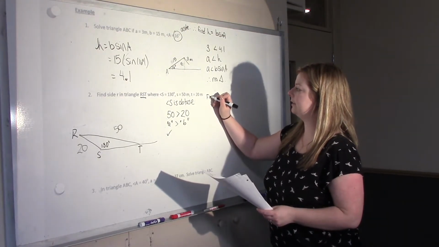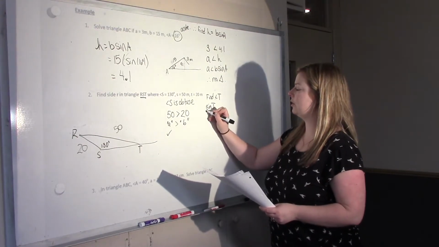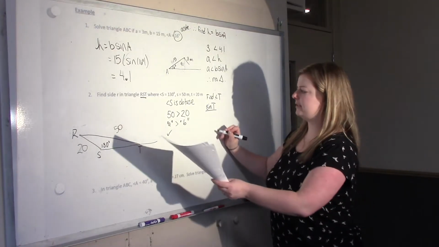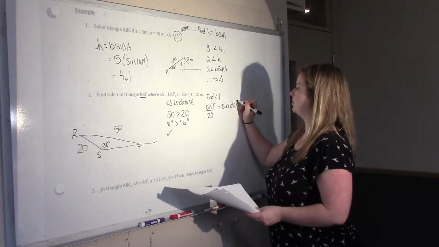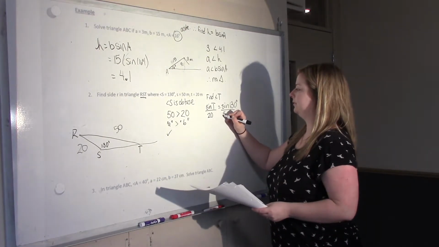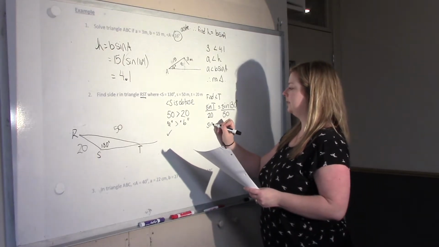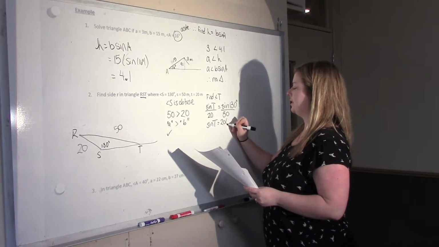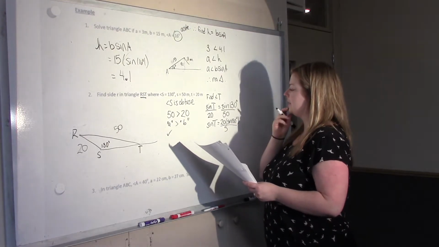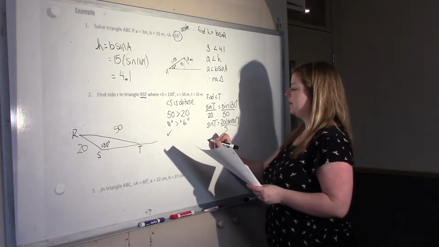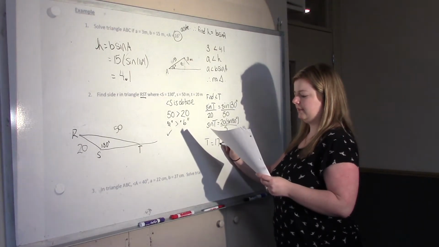So find angle T. I can use the sine law. I'll set up sine T over little t, so that's 20, equals sine of 130 degrees over 50. Then I rearrange this and I get sine T equals 20 times sine 130 over 50. You put this in your calculator, you get some number, then you take the inverse of that number, and you get T is equal to 17.84 degrees.